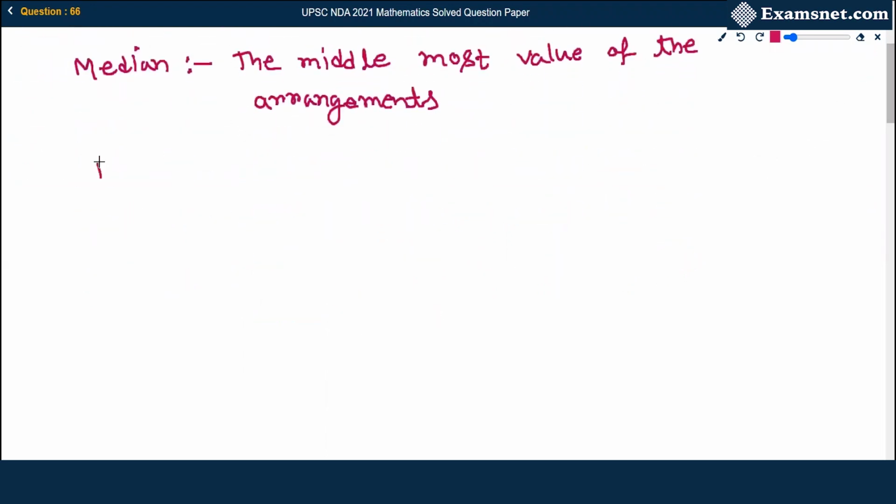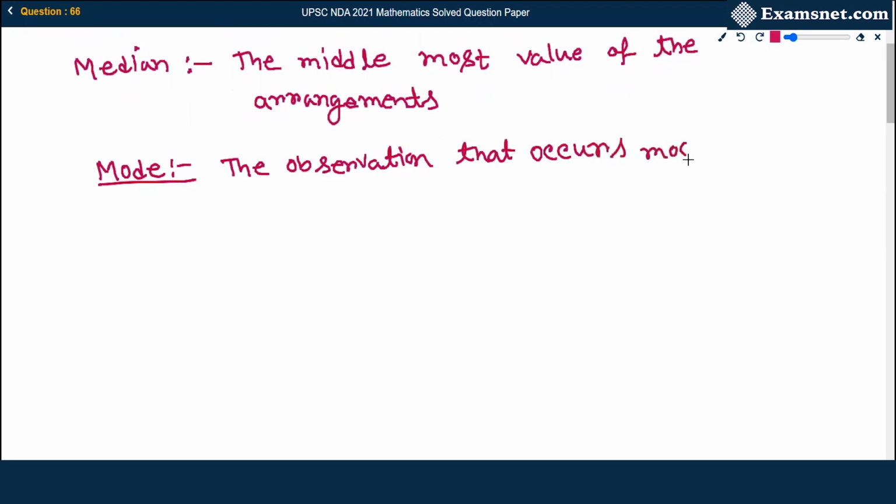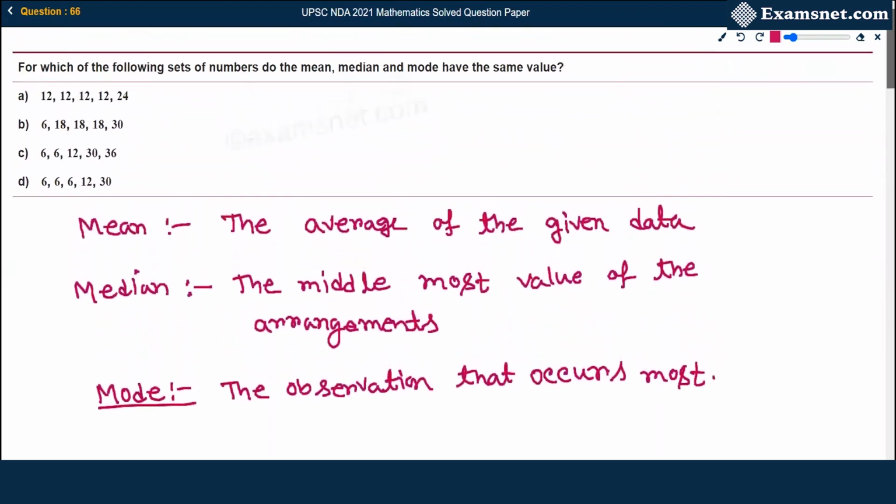Next, mode. So mode means the observation that occurs most. So these are the definitions of mean, median, mode, right? Now, this type of question can generally be solved by checking all the options individually.